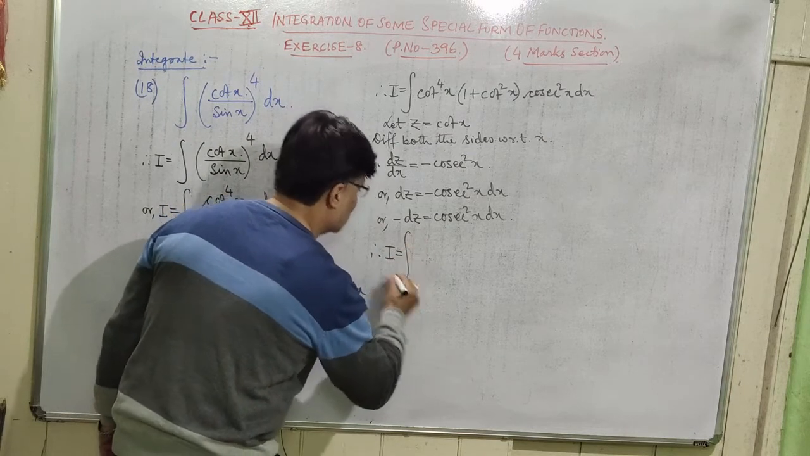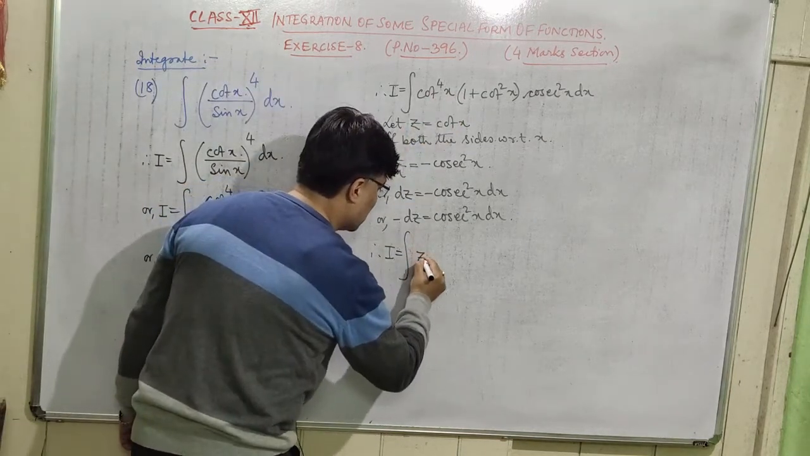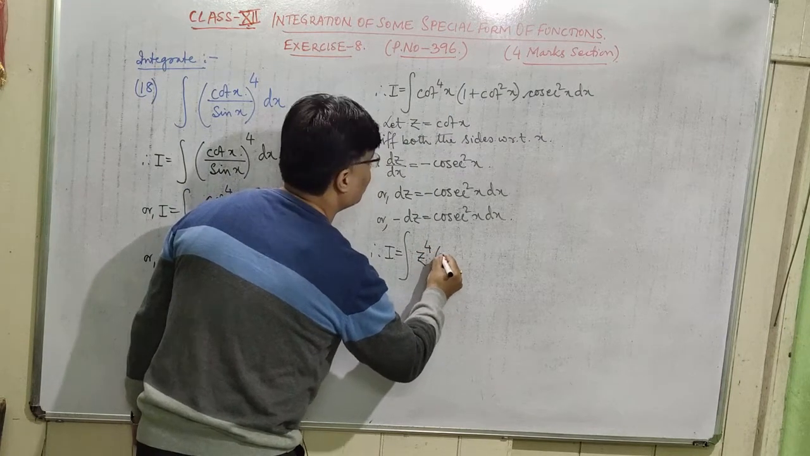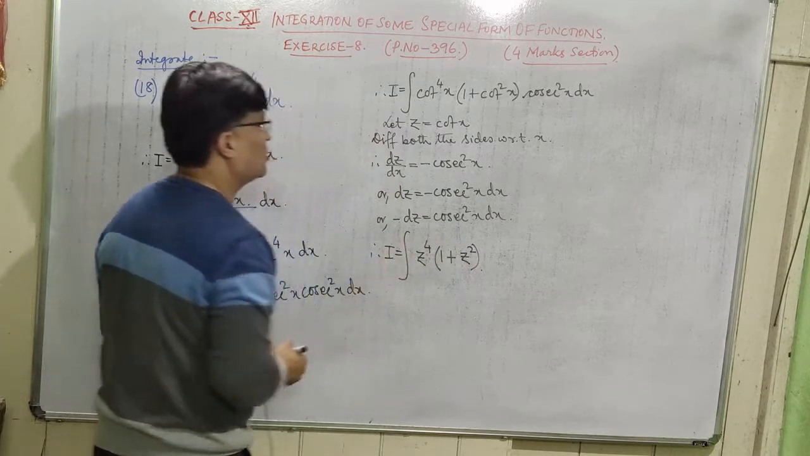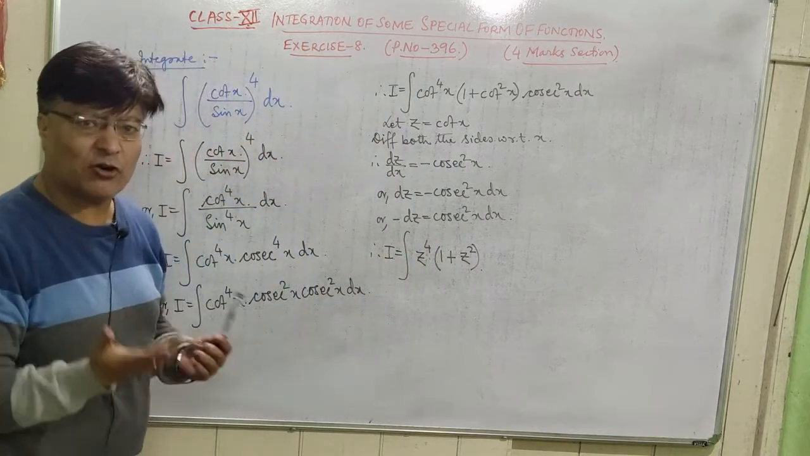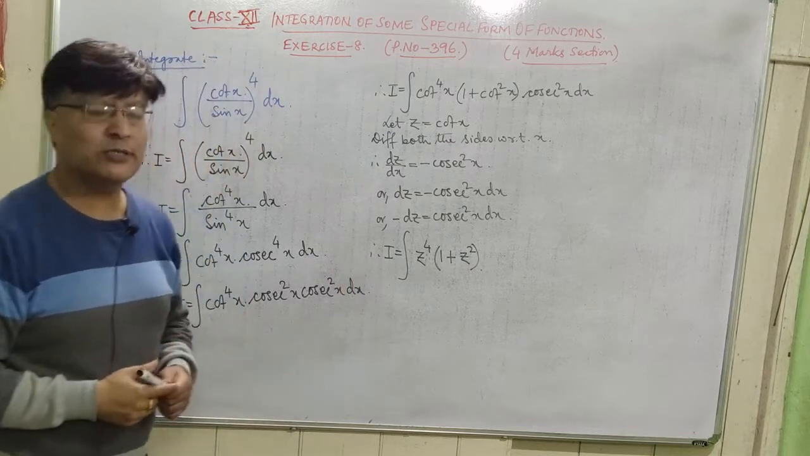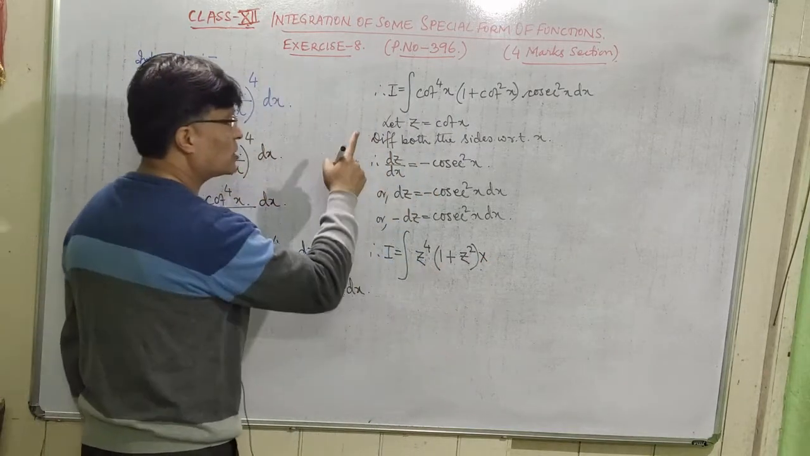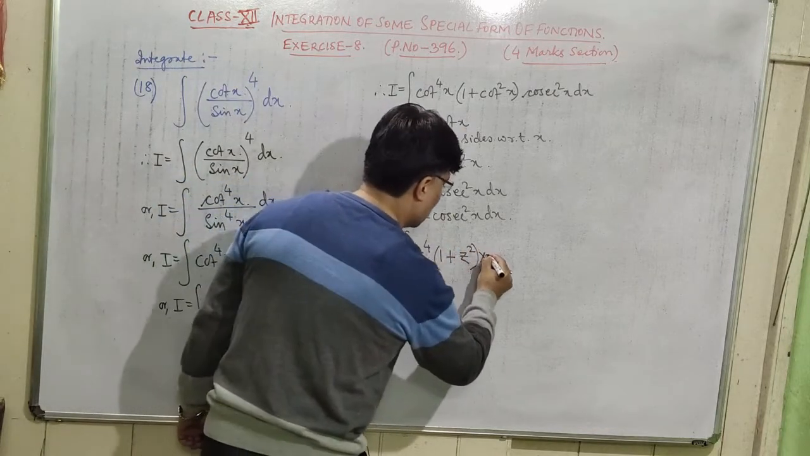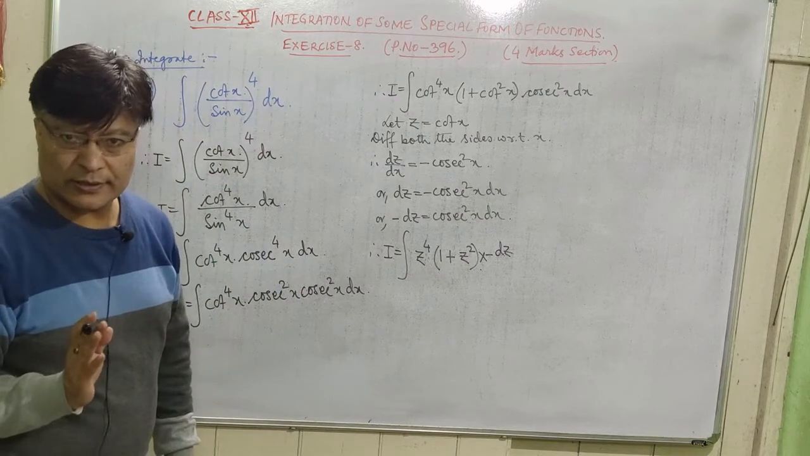I is equal to the integration of, what is cot to the power 4x? It is z to the power 4. Then 1 plus, what is cot square x? That is your z square. We are putting the value for cot x as z. So it is z to the power 4 into 1 plus z square into, what is cosec square x dx? It is minus dz. So is it understood now?